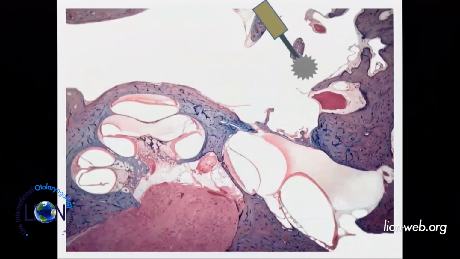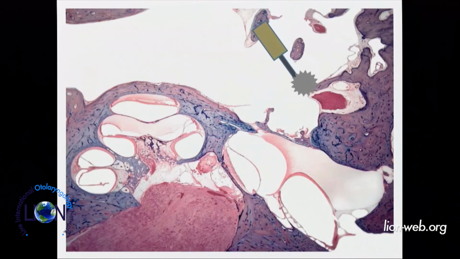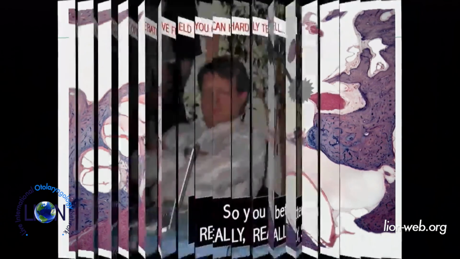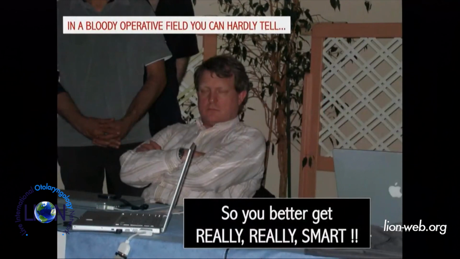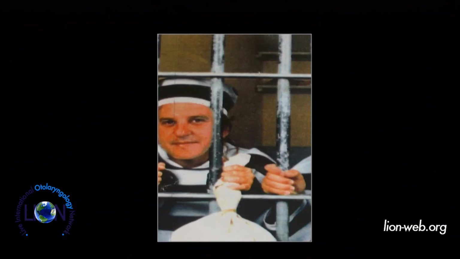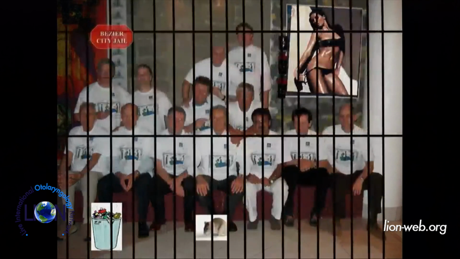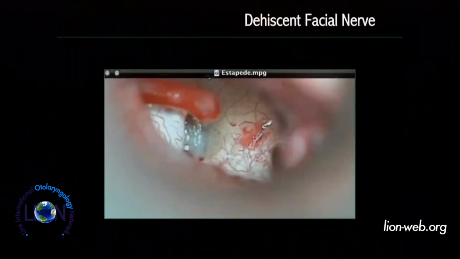So in these situations, we have to get smart. You have to deal nicely with your facial nerve, and if it's dehiscent, like here, then you may get into trouble. So we have to get smart. You cannot sleep. You have to get smart, otherwise you go to jail. And not only you, but your whole troop will go to the Béziers jail, you know, the whole guys, in this dirty situation.